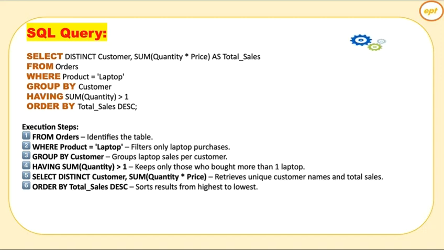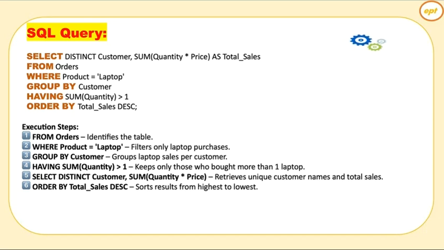The HAVING clause, okay? It will keep only those who bought more than one. That is again one more additional filter, okay? Then, after applying all the filters, the SELECT clause comes into the picture. Then if there are any duplicate records in the result set, you will apply the DISTINCT clause to eliminate the unnecessary duplicates, okay?